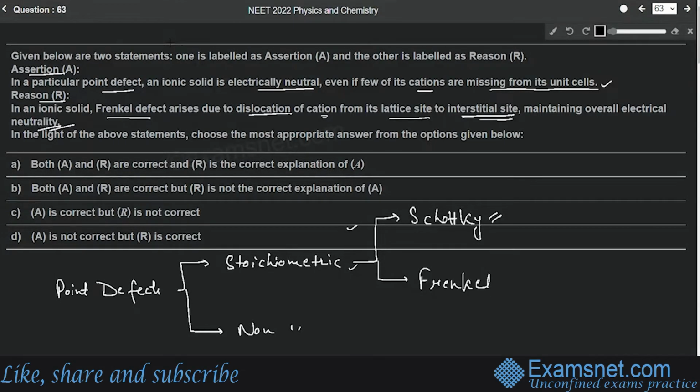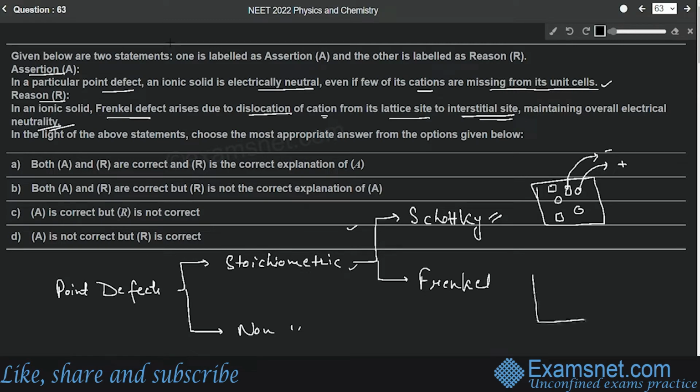What is the main reason? Suppose this is the solid. These are the cations, the round ones, and square ones are the anions. So suppose if one cation is missing from here, then one anion will also be missing from here. So if one positive charge is removed, then an equal negative charge will also be removed. So the electrical neutrality will be maintained in the solid, right?